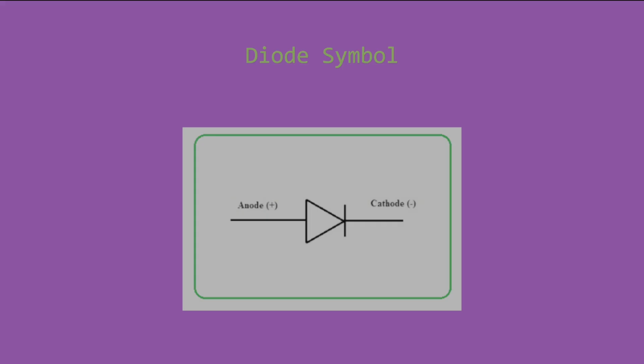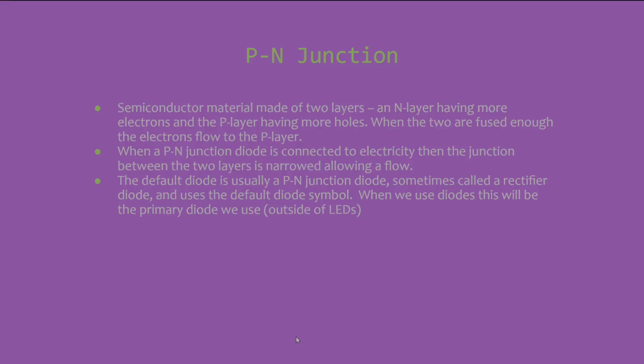And here's the diode schematic symbol again. Note the line that's indicating the cathode side, as the black band sometimes does on the real thing. Now, your typical diode is known as a p-n junction. Now, there are types that aren't. This is a semiconductor material.